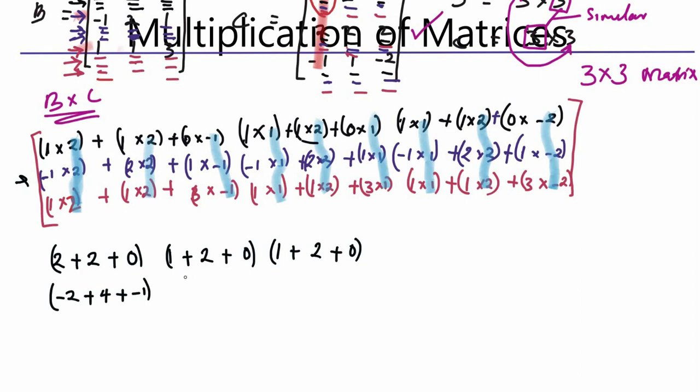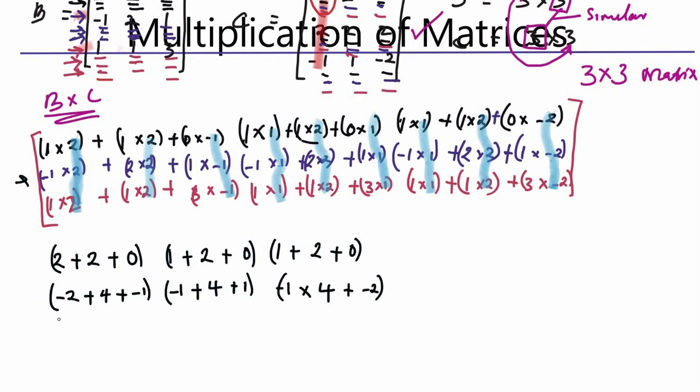Then we have minus 1 times 1, which is minus 1. We are adding it to 2 times 2, which is 4, and we add it to 1 times 1, which is 1. Then we have minus 1 times 1, which is minus 1. We are adding it to 2 times 2, which is 4, and 1 times minus 2, which is minus 2.